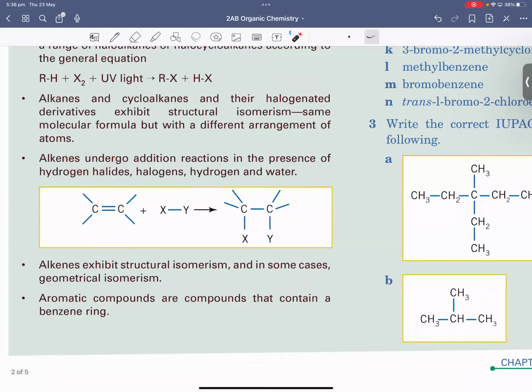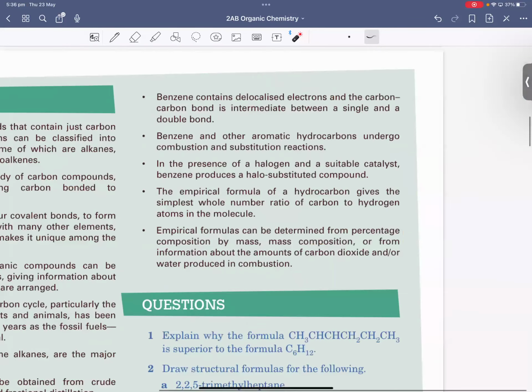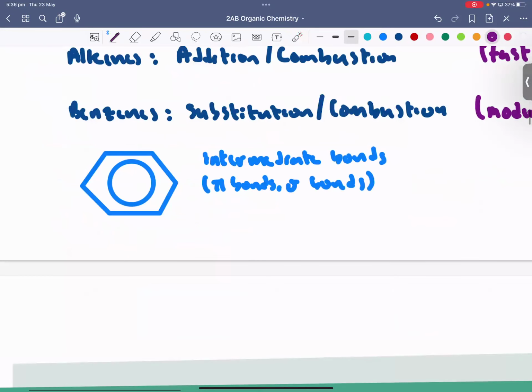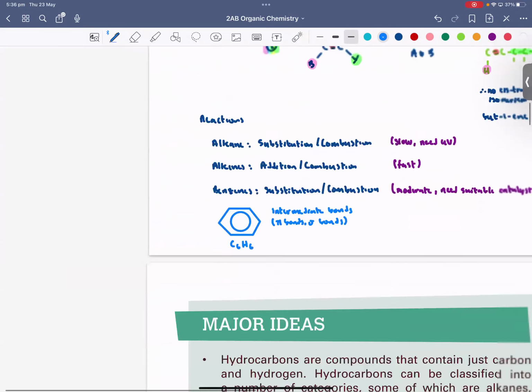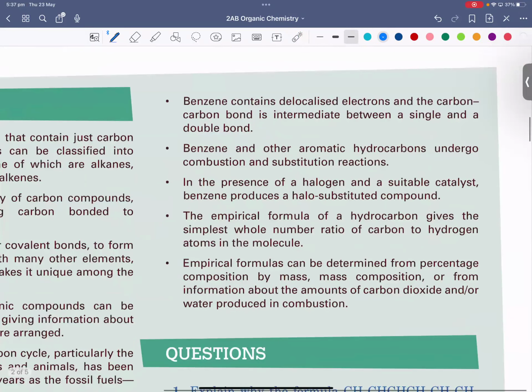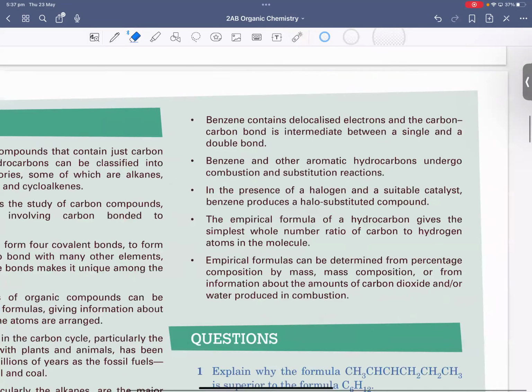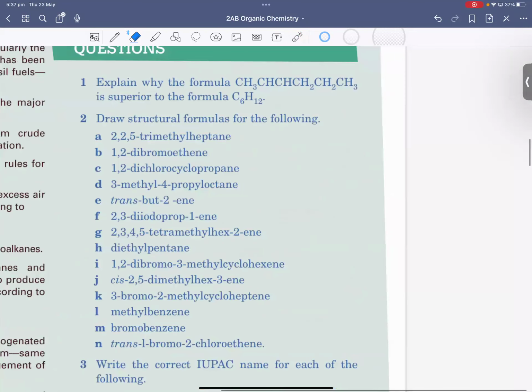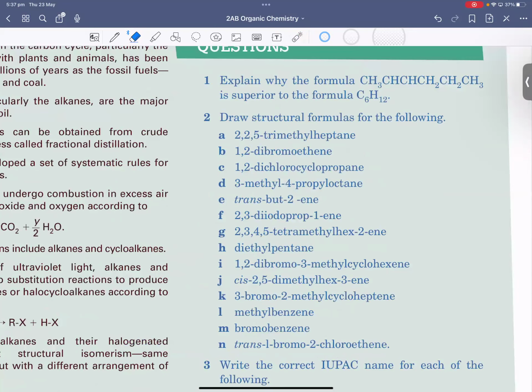Alkenes undergo addition reactions. Yes. Alkenes exhibit structural isomerism, and sometimes what can alkenes also have? Geometric isomerism. Excellent. You all know the formula for benzene, right? As long as nothing's bonded to it, C6H6. In the presence of a halogen and a suitable catalyst, what will benzene do? Substitution. That's exactly what we mentioned. And then I said you need to know empirical formulas. Okay, perfect. So let's have a look at question 1 and 2.